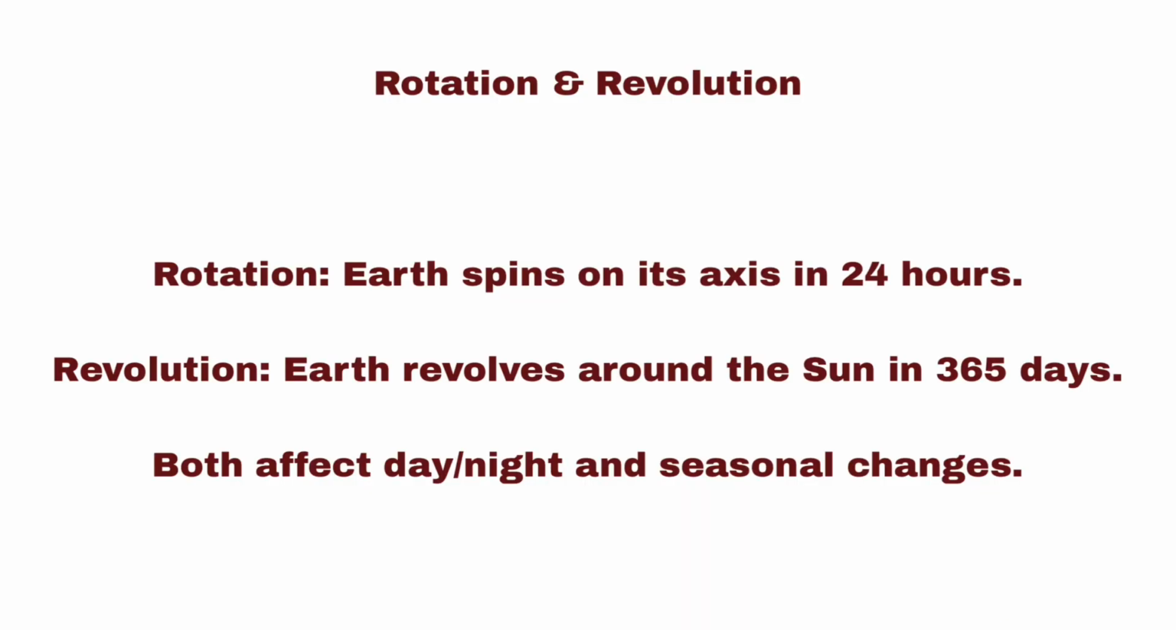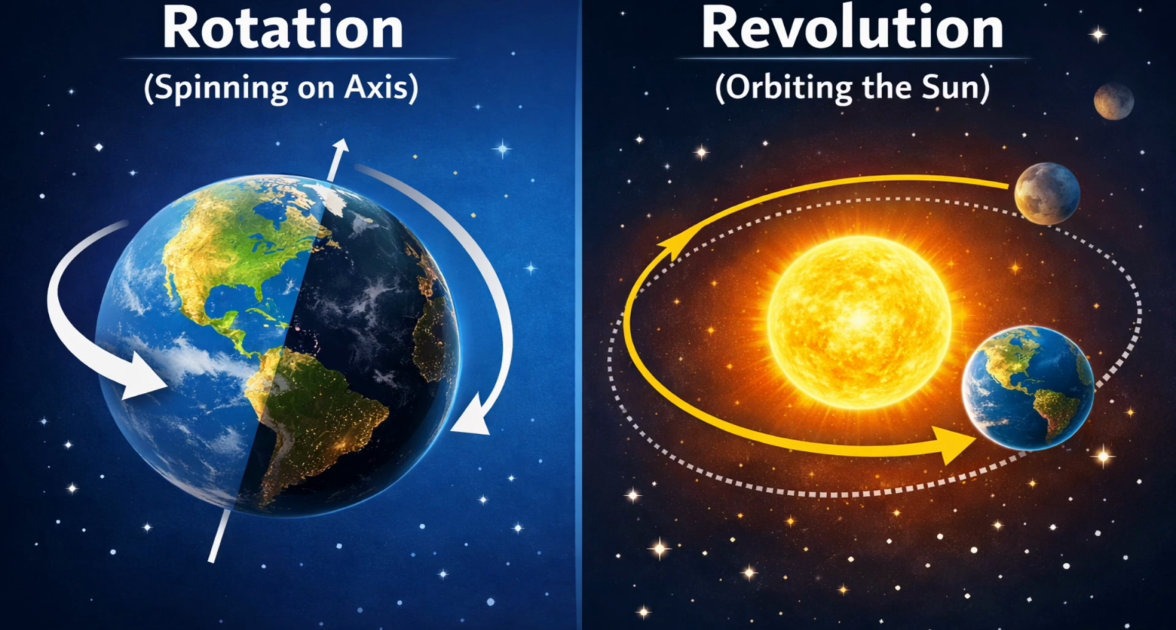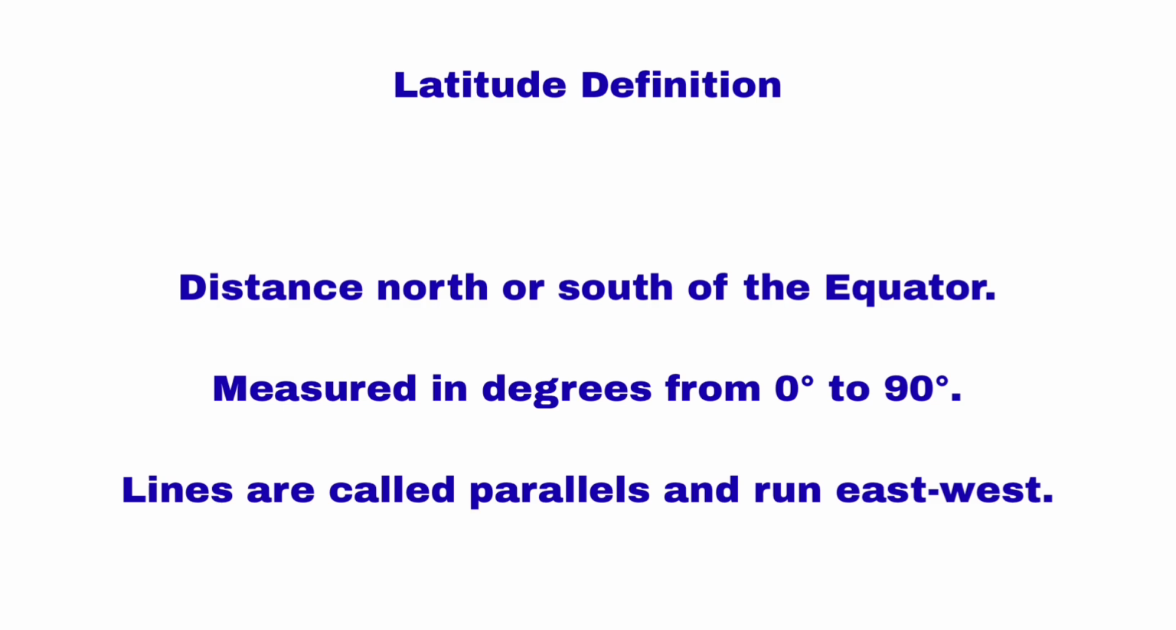Okay. Now rotation and revolution of earth. We will talk about rotation first. It is the movement of earth on its own axis. The time taken is 24 hours, which is 1 day. The effect is day and night. The revolution of earth is the movement of earth around the sun in its orbit. The time taken is 365 1/4 days, which is 1 year. The effect is seasons.